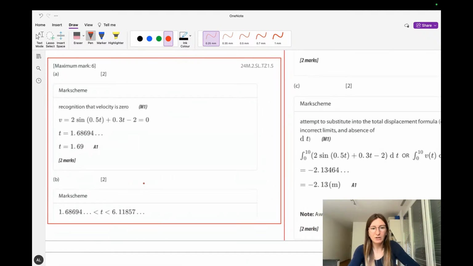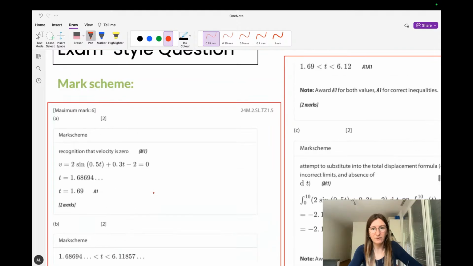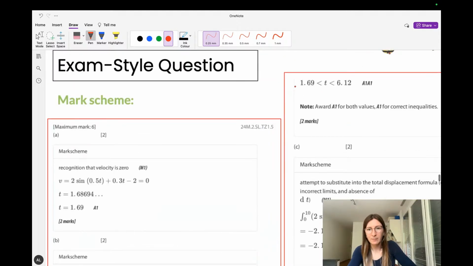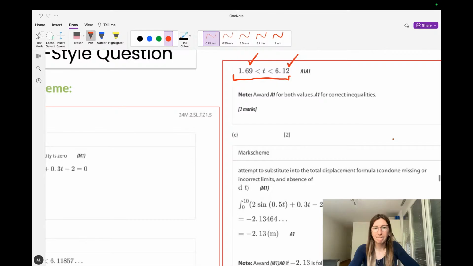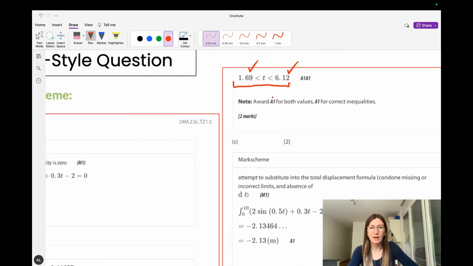Then we had our range of values. This is not to 3 significant figures. So here it is, to 3 significant figures. You got 1 mark for each of those over there. No, it was A1 for both values. So if you had both values, that was your A1. And for the correct inequalities, you got your other mark. So if they say range of values, use your inequalities.